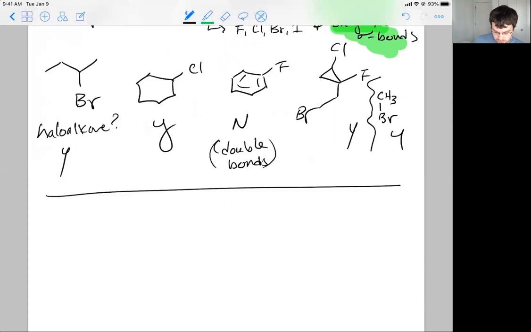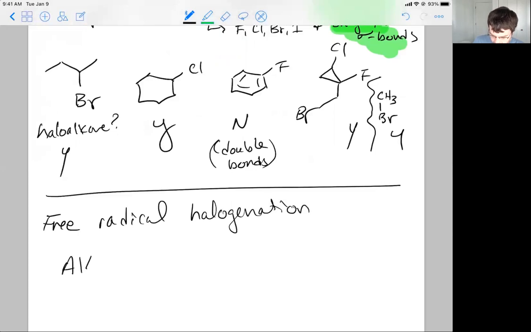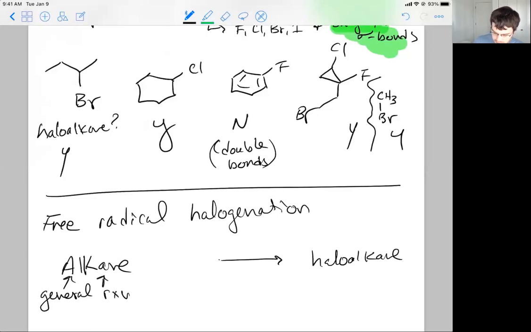So what we want to do is talk about the free radical halogenation of alkanes. And that again takes our alkane, and I'm going to leave some space because I'm going to add some things, converts into a haloalkane. Now the general reaction is shown here, but we can add some details that must always be present.